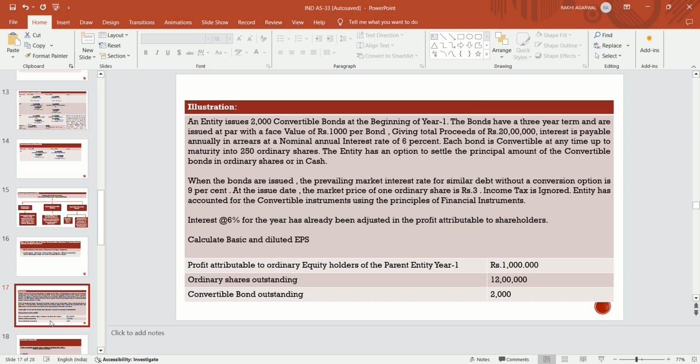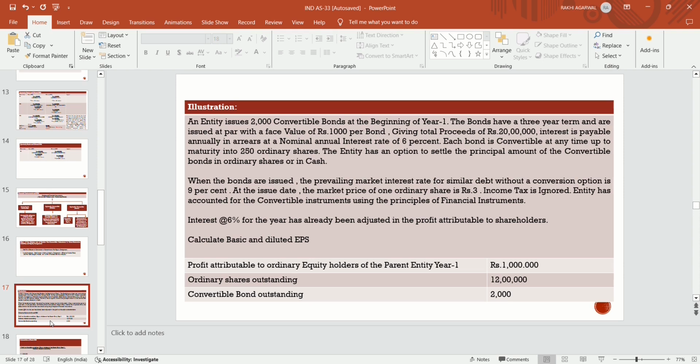Convertible bond, the bond is convertible into shares. Each bond is convertible at any time up to maturity into 250 ordinary shares. The entity has an option to settle the principal amount of the convertible bond in ordinary shares or in cash. So it is at the option of the issuer whether to convert the principal into shares or in cash. Here the principal amount is converted into equity, only the interest component is settled in cash.